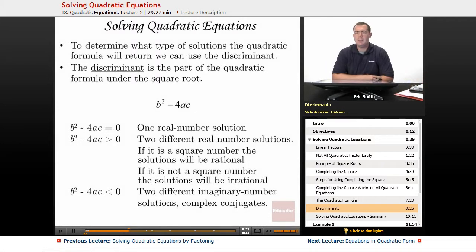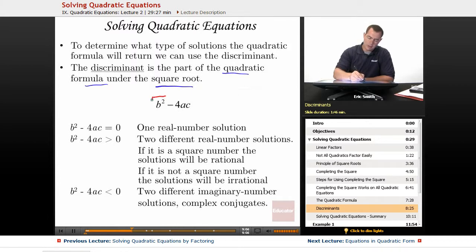To determine what type of solutions that these many techniques will produce, we can use what is called the discriminant to help us out. The discriminant is actually just the part of the quadratic formula, but it's the part that sits underneath the square root. Now, the reason why that will really tell us what type of solutions we get is because depending on what type of number is underneath the square root, it could be real or it could be imaginary, it could be rational or irrational. Let's see how we can really break that down.